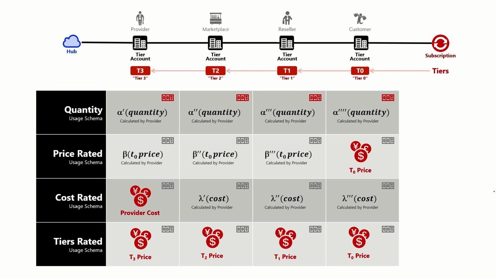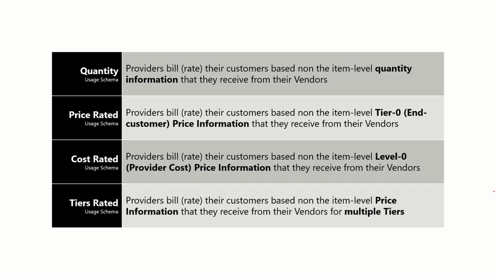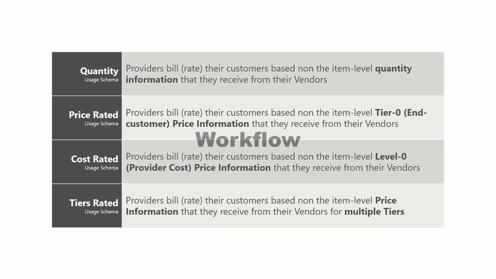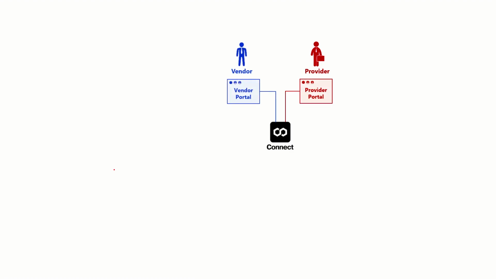I wouldn't get too deep into all those four schemas and the pluses and minuses of them. You just need to remember that when you integrate a product, or when a product gets integrated, you need to understand the schema. Quantity is when quantity is returned, price is when the end customer price is returned and all billing is done off that. Cost rated is when cost data for the provider is returned, and tiers has multiple tiers with custom price data. The workflow of usage management is pretty straightforward and could be illustrated with the following diagram.